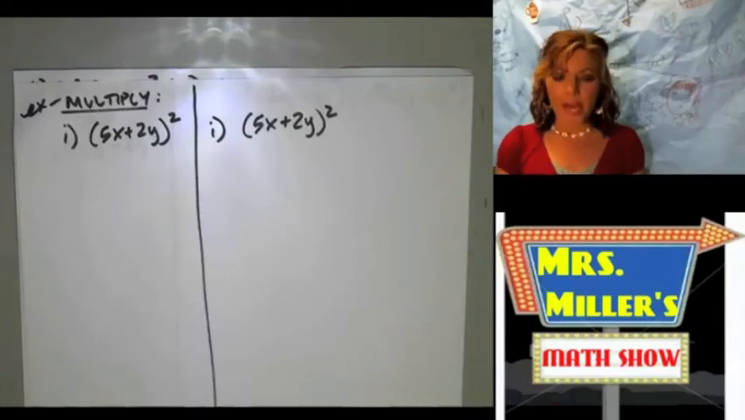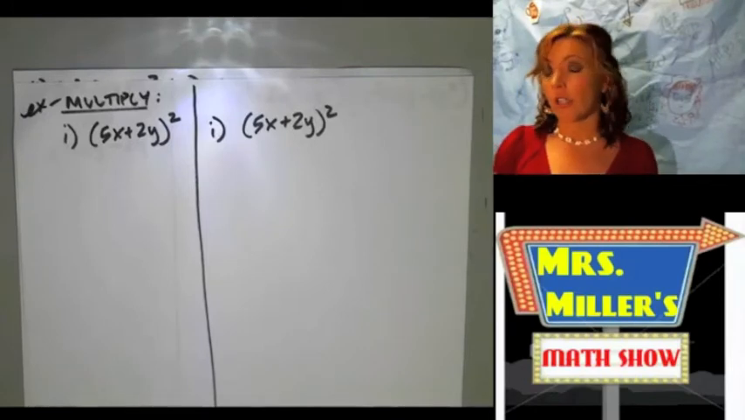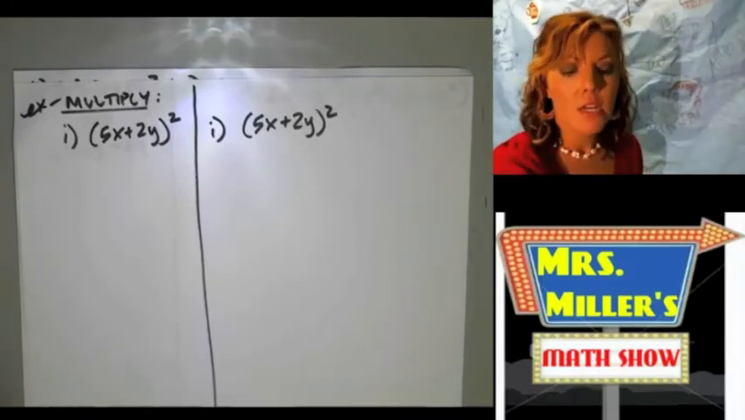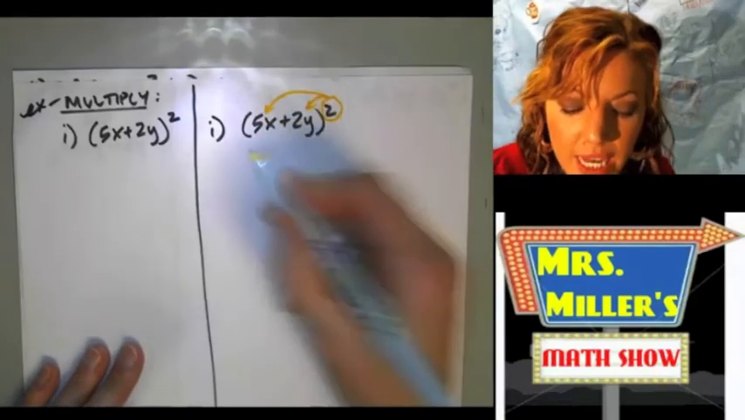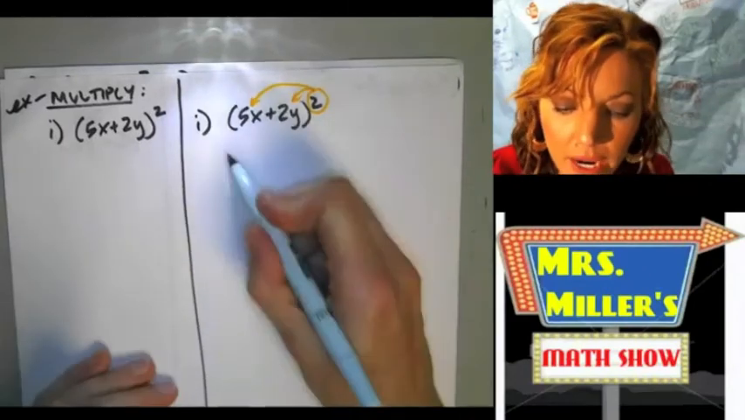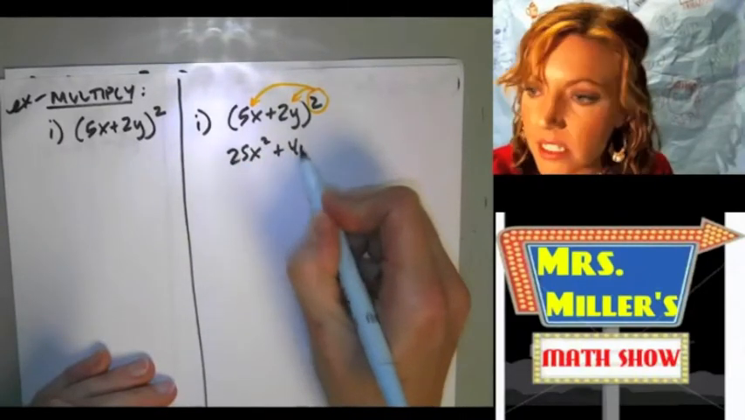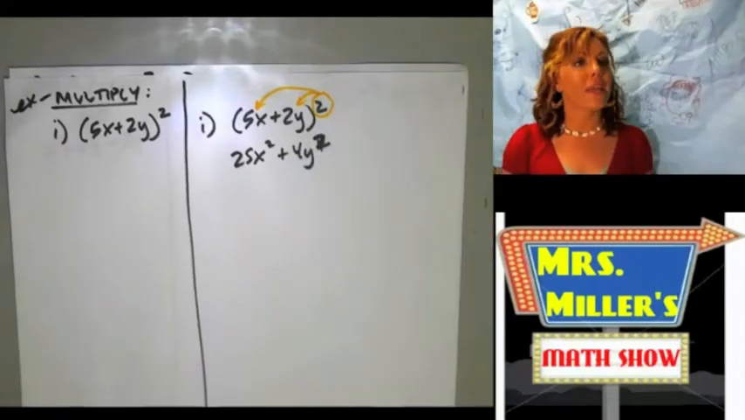5x plus 2y squared. Well, correct me if I'm wrong, please, but doesn't this mean I can just distribute that squared to both of these? And when I do that, I get 25x squared plus 4y squared, sorry. Isn't that what that means, right?